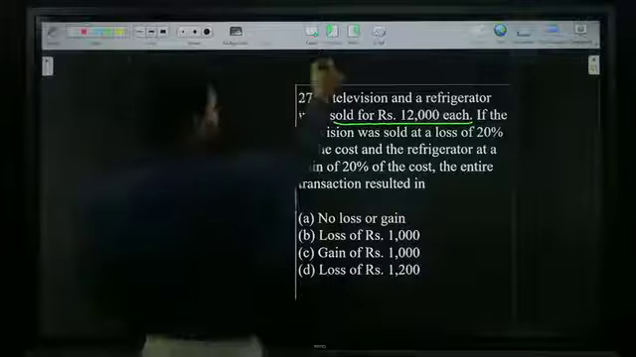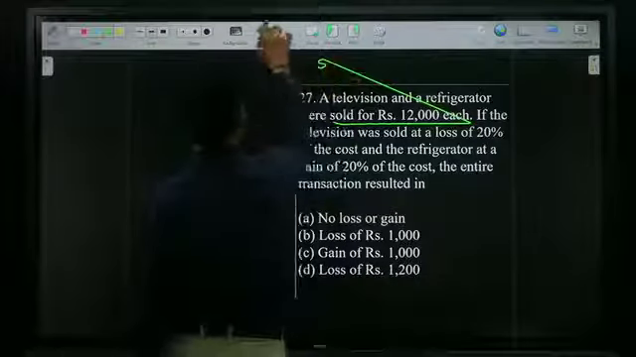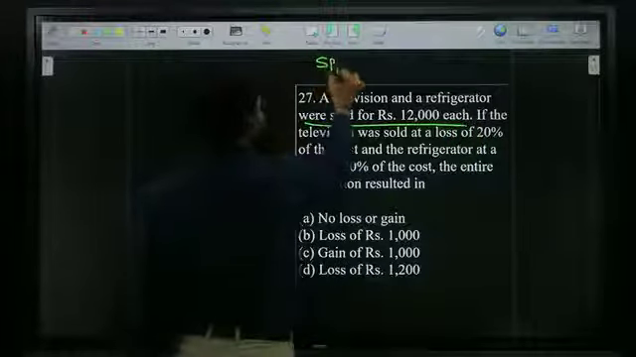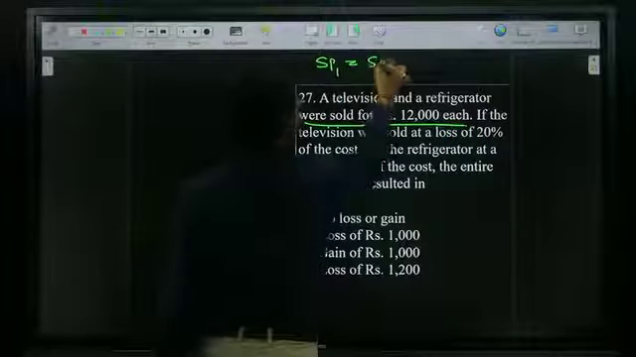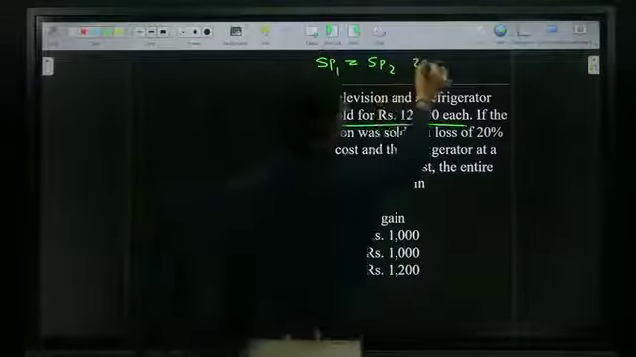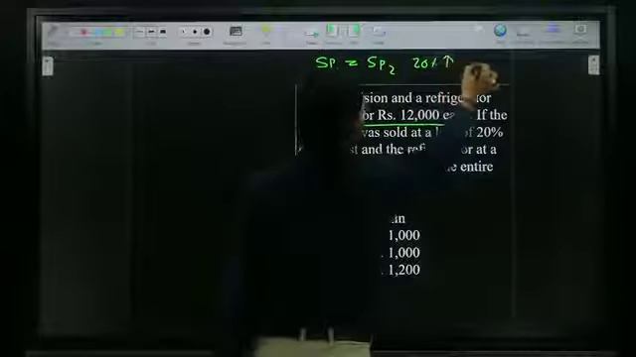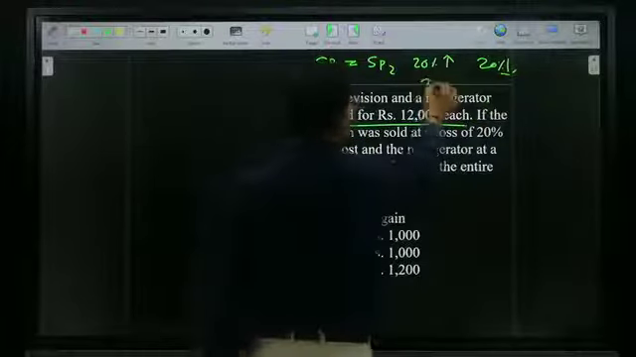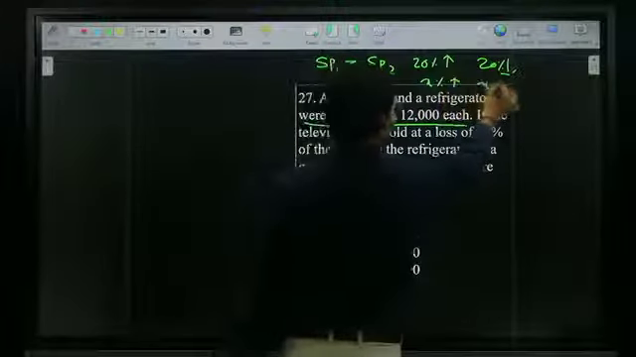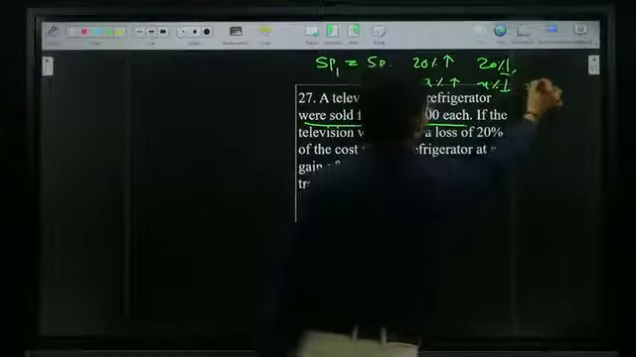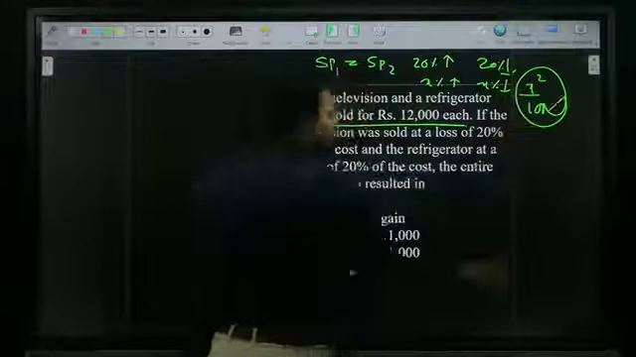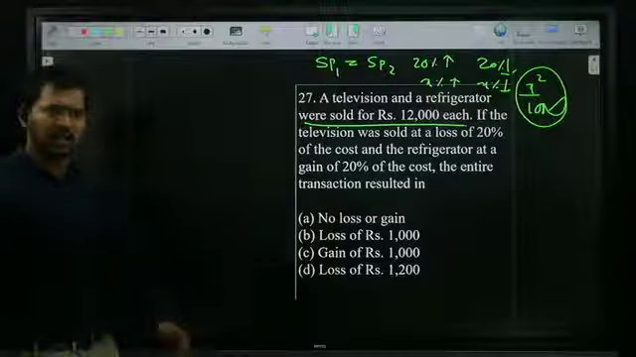I already told, whenever selling prices are the same, one article is sold at 20% profit and another article is sold at 20% loss, there should always be a loss of x square by 100. I already told this point. All of you clear?